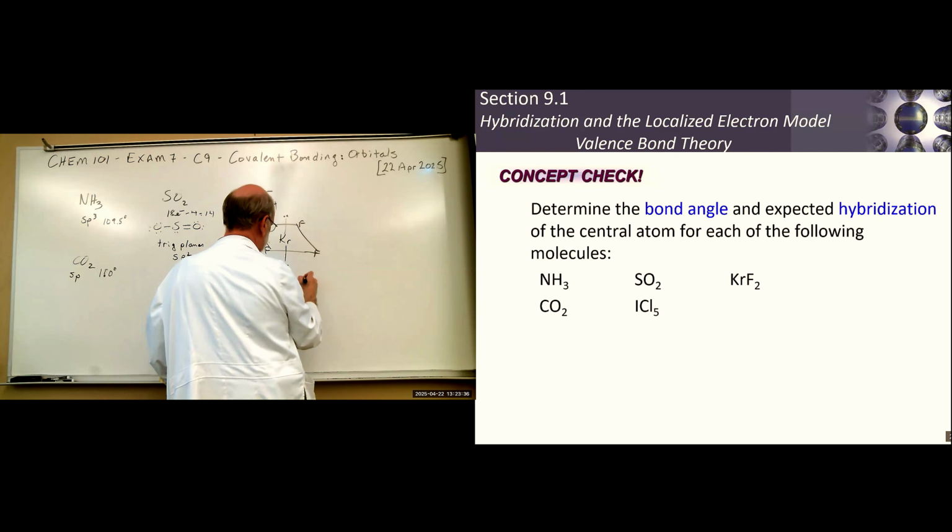Right? Since there's one chlorine down here, but a lone pair up there, we only have 90 degrees. There's no 180. Okay. So ammonia is this one, right? SO2, sulfur dioxide, is 120 degrees, sp2. Yep.